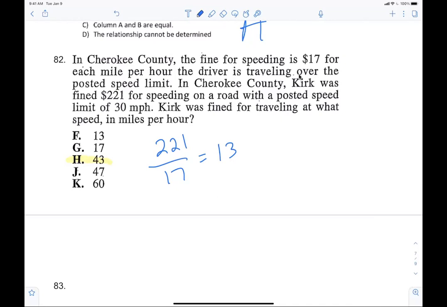You're really brilliant. That was really good. And you have the right answer. But how did I get the answer? You just told me 221 divided by 17 was 13. I was like, man, that's pretty good mental math. I'm pretty happy with you. But now I'm asking you, how in the world did you get 43?